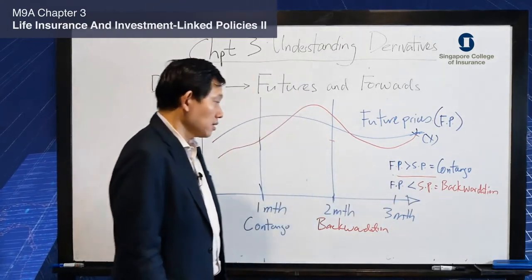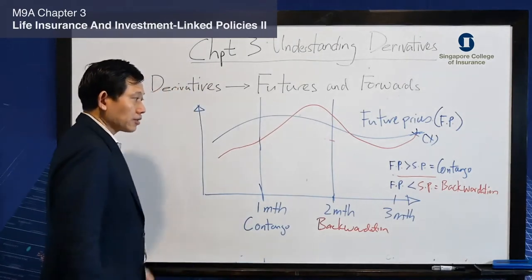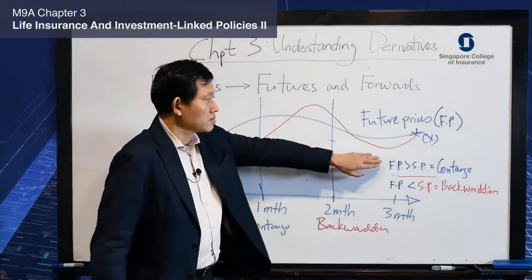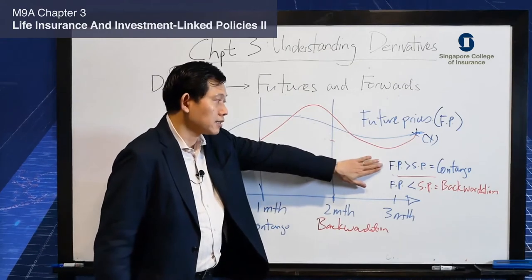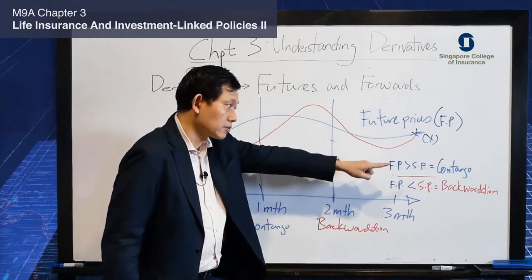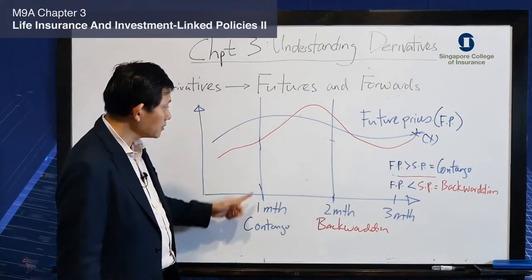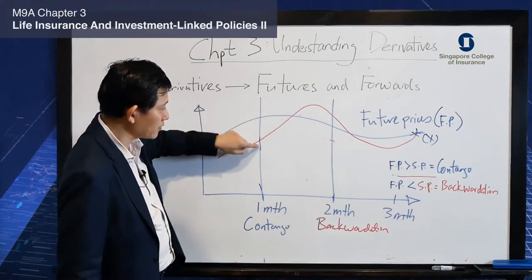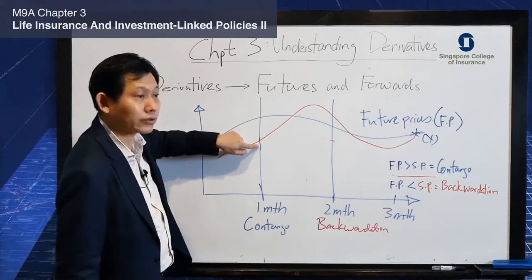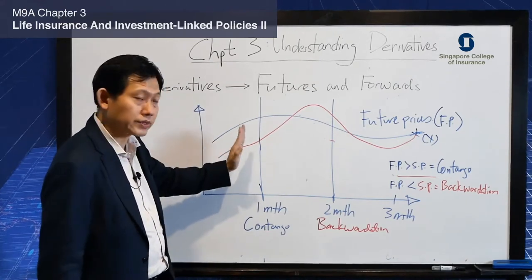All right, just to recap, under a normal situation, when the future price is higher than the spot price of the underlying asset, it is what we call a contango situation. For instance, in this graph in month number one, the blue line is above the red line. Over here is a contango situation. This is a normal situation.